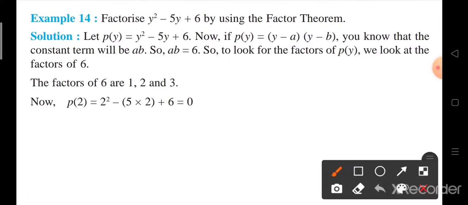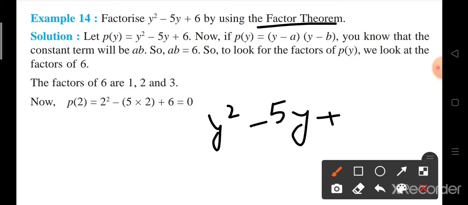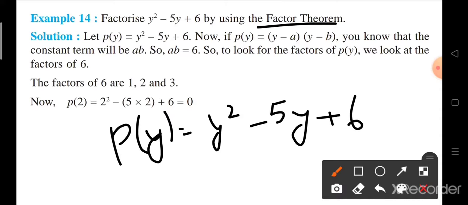In this video we will discuss the factor theorem, and we factorize the polynomial. Here the polynomial given to us is y square minus 5y plus 6. It is a polynomial of variable y. This polynomial has a degree of 2, which means it has two roots maximum. So we consider the roots or zeros of this polynomial as a and b.